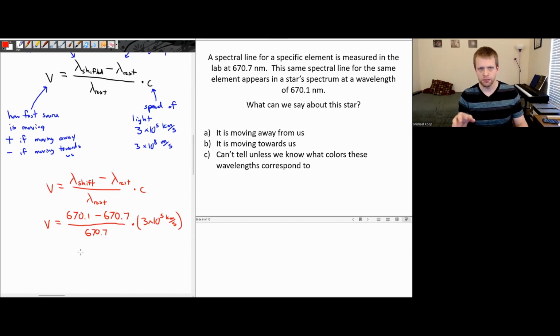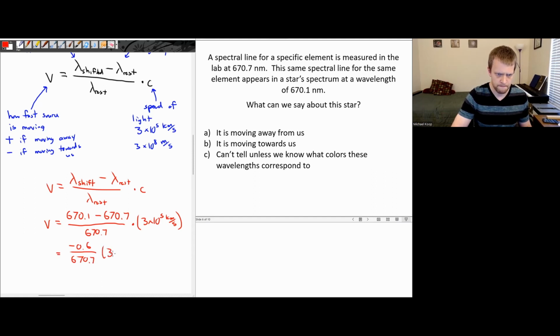When you're plugging this into your calculators, I do recommend doing this in multiple steps. If you try to plug in this whole thing at one time, there's a pretty good chance that your calculator might do order of operations incorrectly, and that's going to lead to some errors. So what I recommend doing first is the subtraction on the top: 670.1 minus 670.7 is negative 0.6, over 670.7. Then let's do the division first: negative 0.6 divided by 670.7. I got negative 0.00089.